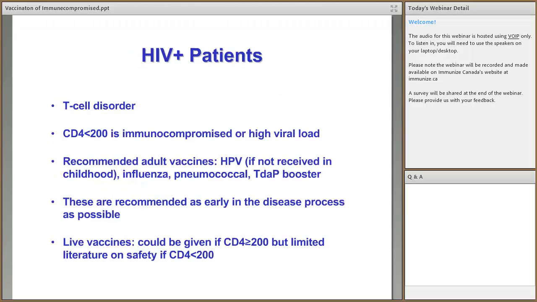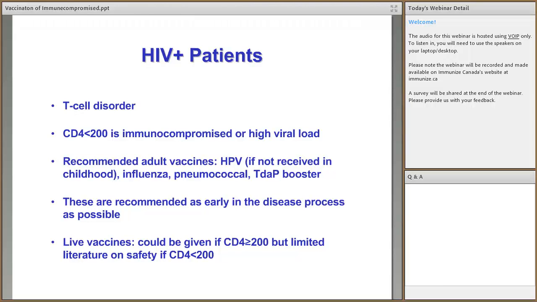So let me talk about some specific immunocompromising conditions now. HIV patients. HIV we know is a T-cell disorder, and when CD4 T cell counts fall below 200, these patients become significantly immunocompromised. Or if they have a high HIV viral load, this can lead to significant immune compromise. The recommended vaccines for this population for adults are HPV, if not received in childhood, influenza, pneumococcal, and of course the Tdap booster. These are recommended as early in the disease process as possible.